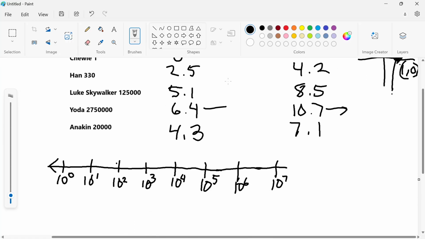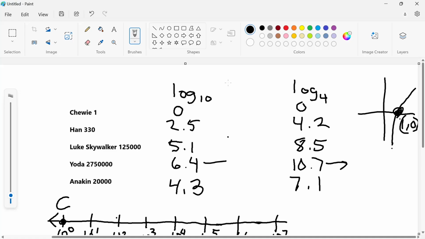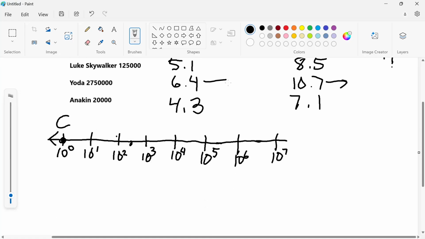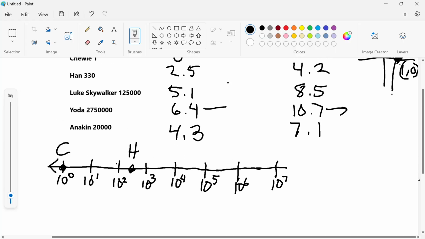So Chewie is going to be here. Chewbacca. And then Han is 2.5, right there. And then Luke is 5.1, right there. And Yoda is 6.4. There's Yoda. And there's Anakin, 4.3. Anakin. So notice I didn't have to go 2,750,000 points. This is very condensed.